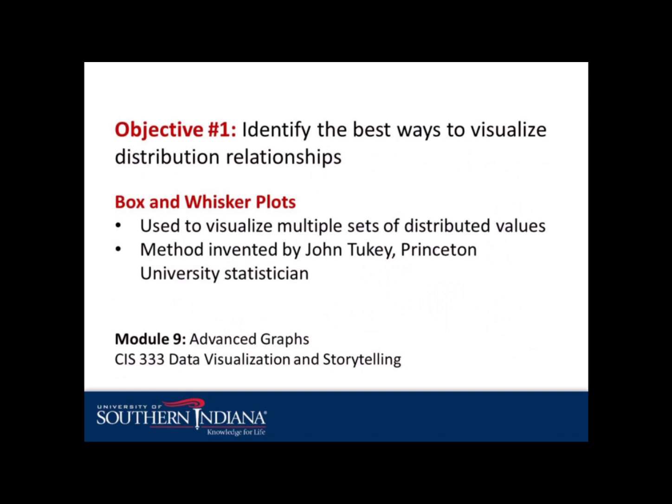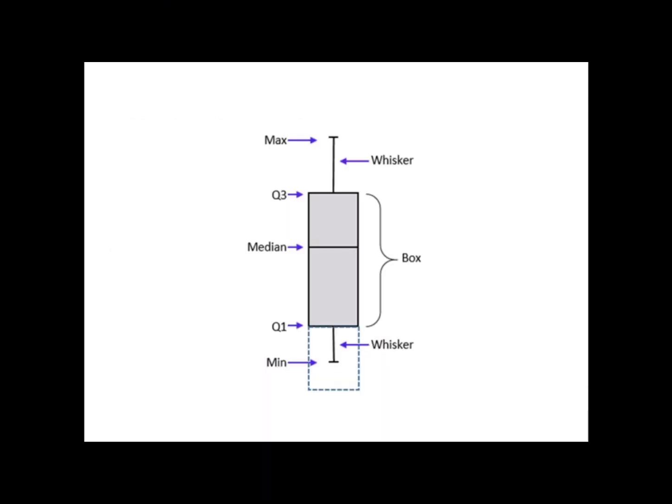And the fourth way to visualize a distribution relationship is the use of box and whisker plots. These you use to visualize multiple sets of distributed values. And you've probably seen these before. The box represents the values between the first quartile and the third quartile. Your median is your second quartile. The area below the box are the values before the first quartile, and then from the box above, that is your third quartile to the fourth quartile, or to your max.